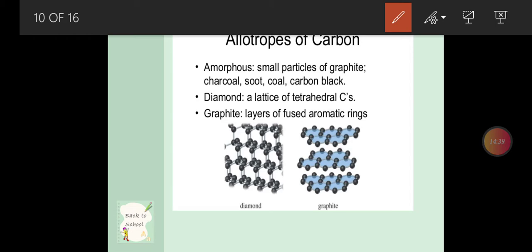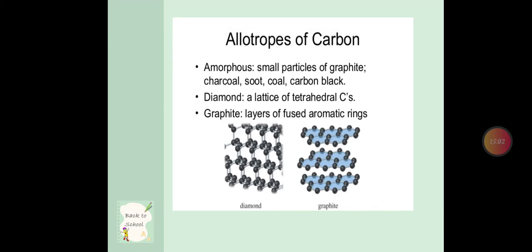Amorphous, small particles of graphite. Among the allotropes of carbon, the amorphous forms are graphite and coal, whereas diamond is a crystalline allotrope of carbon, a lattice of tetrahedral carbons. Graphite has a layered structure of fused aromatic rings. We'll compare the structure of graphite and carbon in a later diagram.